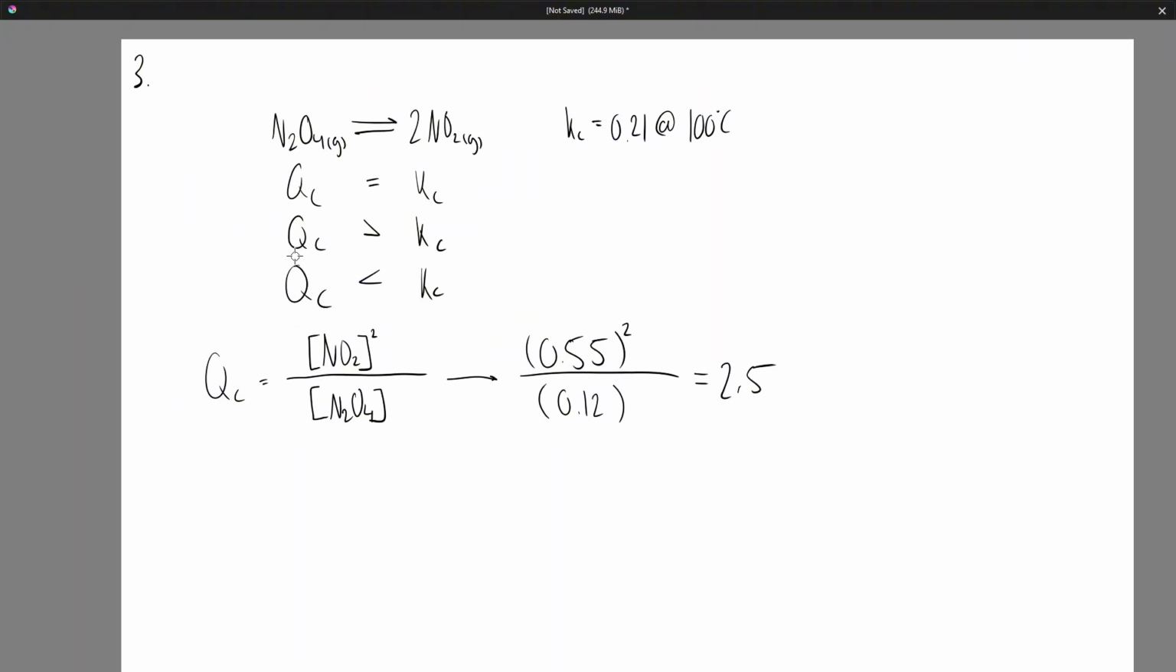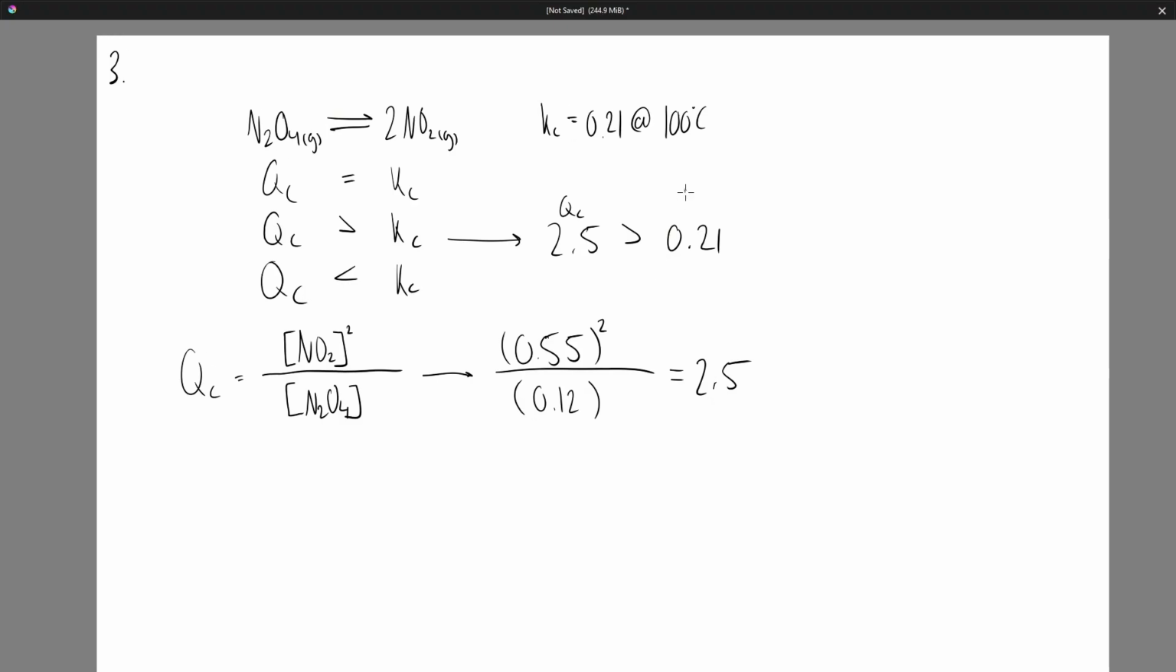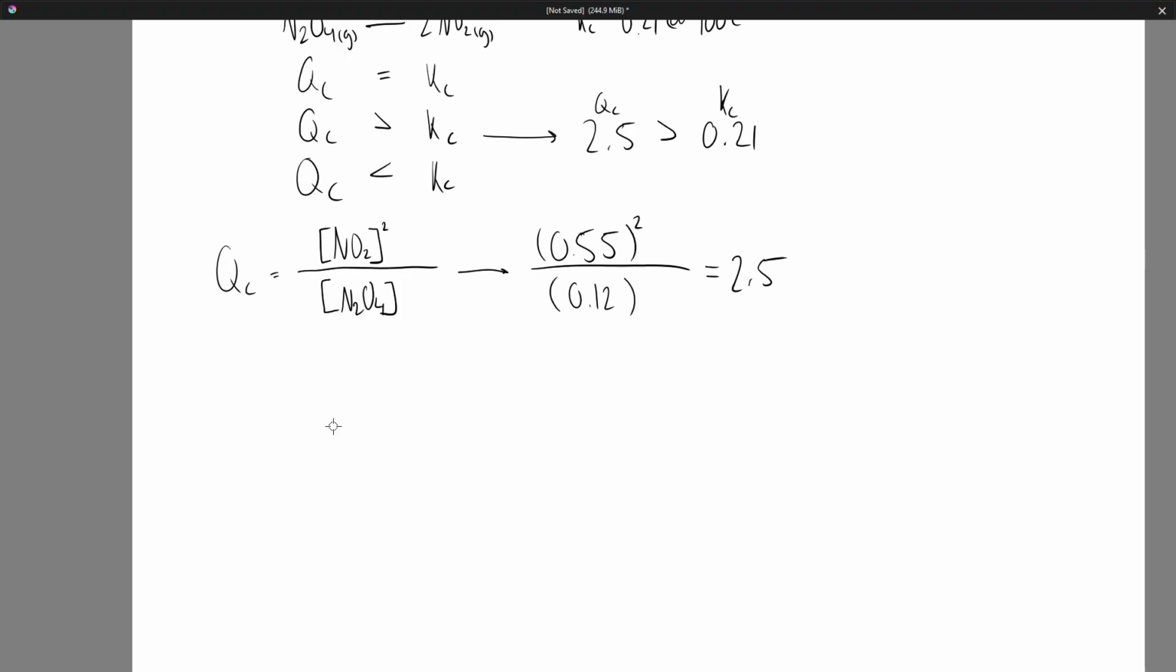So our Kc is 0.21, our Qc is 2.5, which means our Qc is larger than our Kc. Let me just write that out. So Qc is larger than Kc, which means this reaction favors the products. Since they're not equal with one another, they're not at equilibrium. So not at equilibrium.